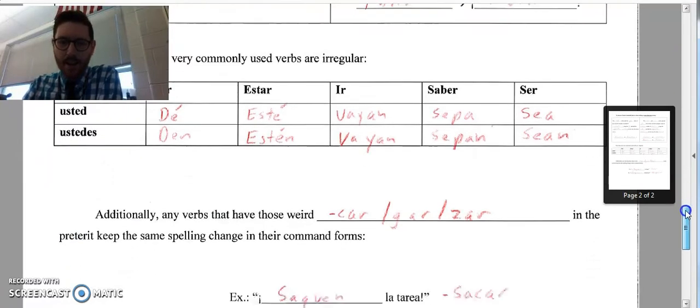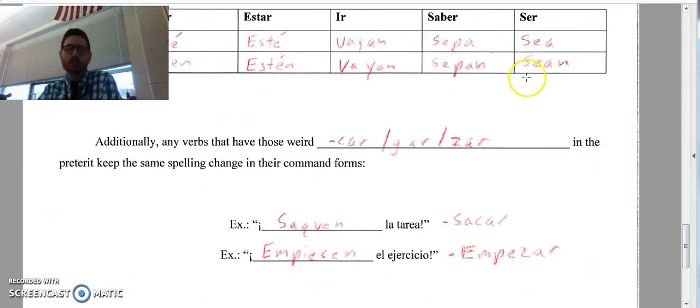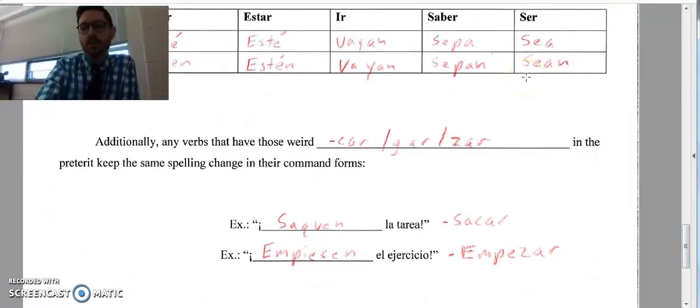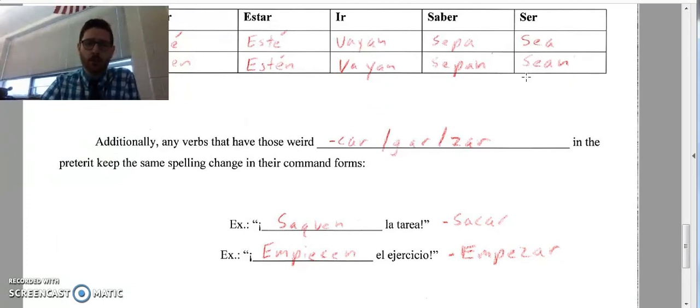One final note, any of those weird car-gar-zar verbs that picked up the weird change, both in the yo form as well as in the negative tú command form, pick up those same weird changes here. So for example, sacar would change to saque, the C would change to QU, for example, saquen la tarea, to keep that k sound. And then same deal with empezar. Empezar, which has a Z in it, would change to a C just like it did in the car-gar-zar verbs. Empiecen el ejercicio, for example, start the activity.